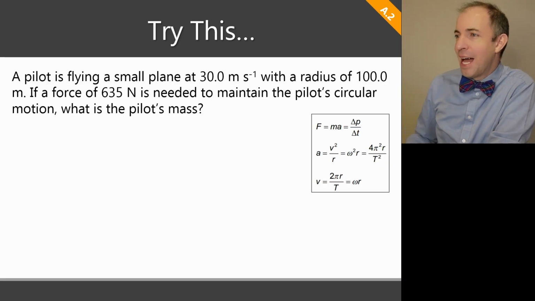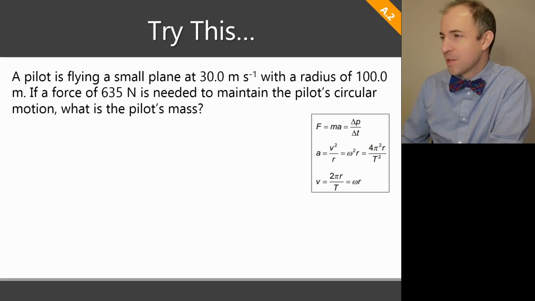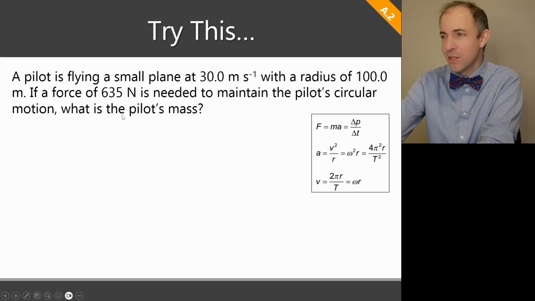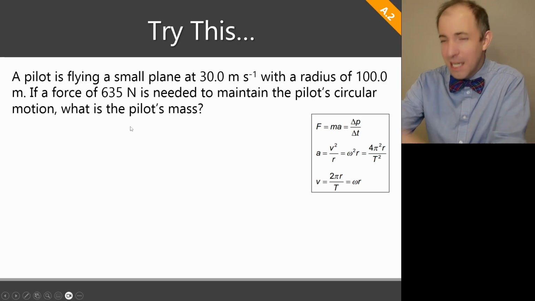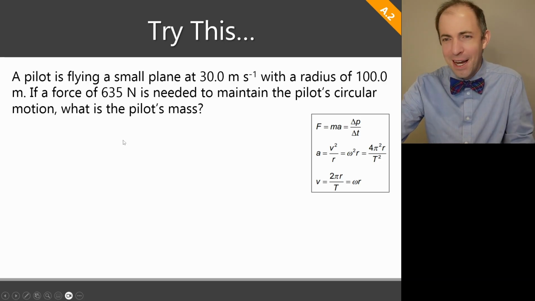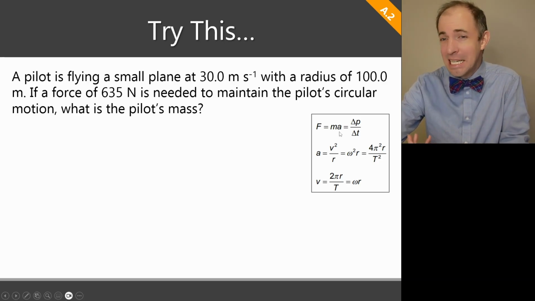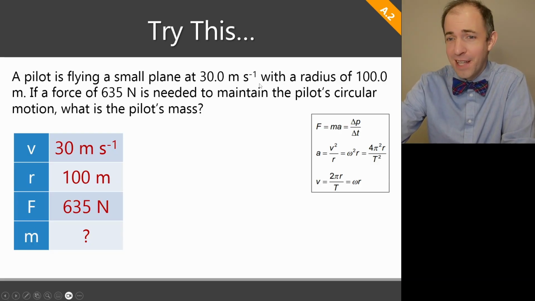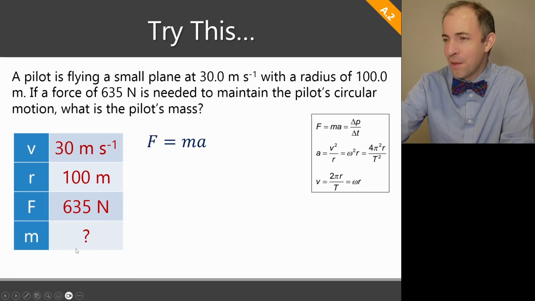A pilot is flying a small plane at 30.0 meters per second with a radius of 100 meters. If a force of 635 newtons is needed to maintain the pilot's circular motion, what is the pilot's mass? All right, here we're going to have to work the other direction. We know a force, and we're trying to find a mass, which means I must need the acceleration to do that. The things that I know, in this case, is meters per second, not radians per second. So that is v, a linear velocity, 30 meters per second. R is the radius, so 100, and F is the force. I need to know the mass.